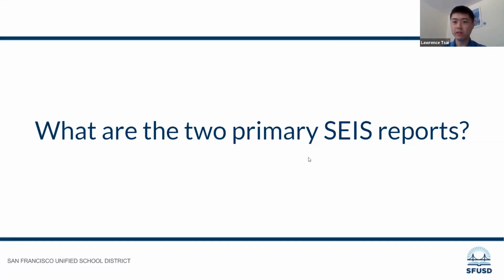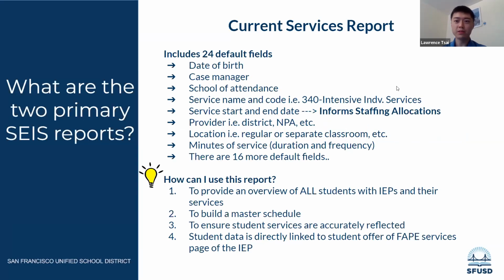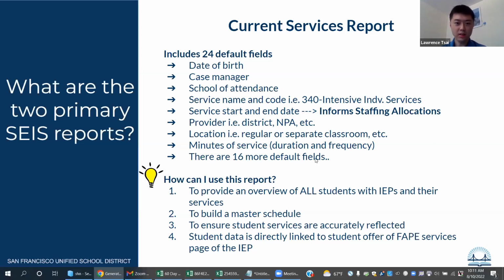Okay, and as I mentioned earlier, there are 2 types of SEIS reports. The first type is what's called the current services report. The current services report details what kind of special education services each student is receiving, such as the intensive individual service. Or if you're a speech language pathologist, it will detail what kind of speech services they're getting, and the duration and frequency. And you can see the bulleted points in this slide.